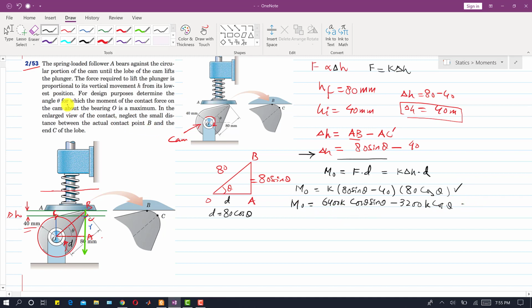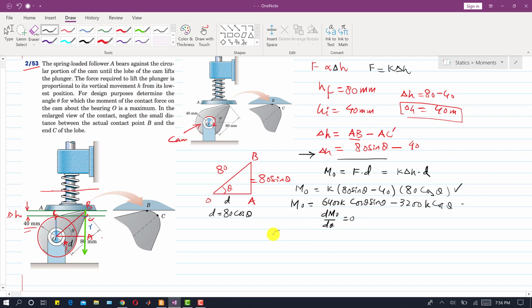Now it is said that we need to find the theta for the maximum moment. When the moment is maximum, if we take the derivative of this moment with respect to theta and equate it to 0, then at that point the moment will be maximum, and that theta will give us the maximum moment. So we need to take the derivative of this equation.